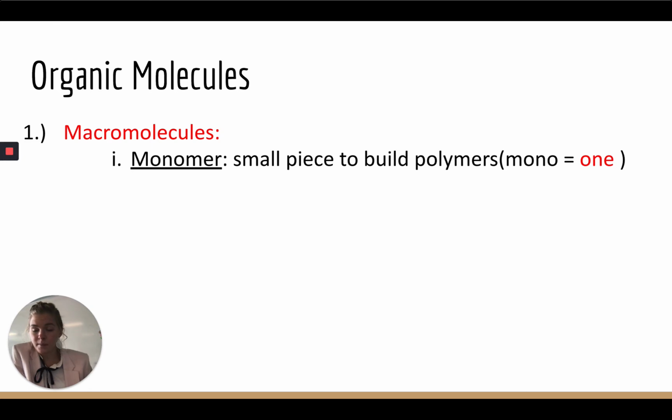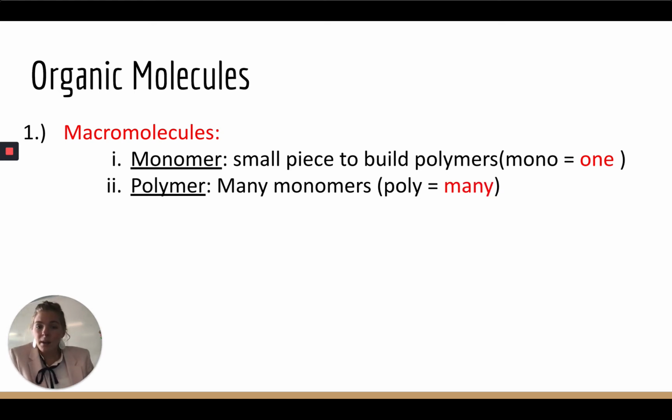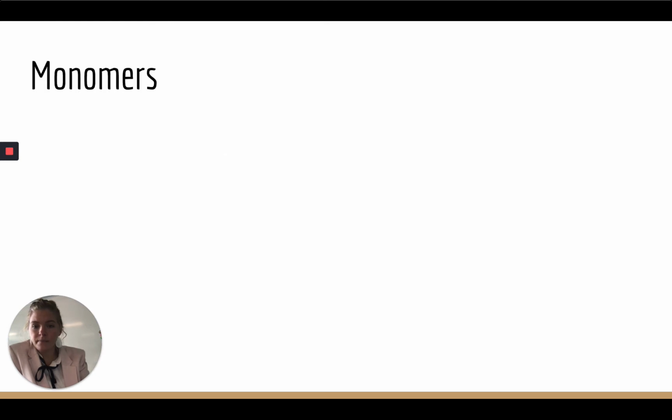Some other terminology you will need to know is a monomer. A monomer is a small thing that's used to build a polymer, because mono means one. A monomer is something very small, whereas a polymer is many monomers, because poly means many. It's a bunch of monomers hooked together, like a chain of monomers. And then macro means large, like I said.